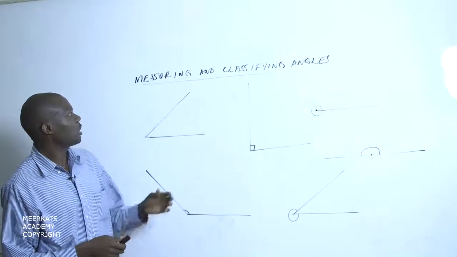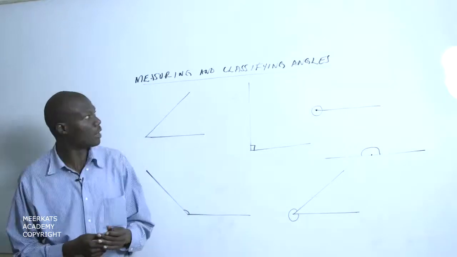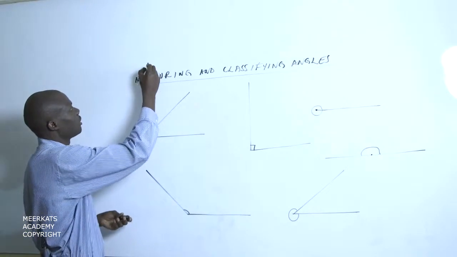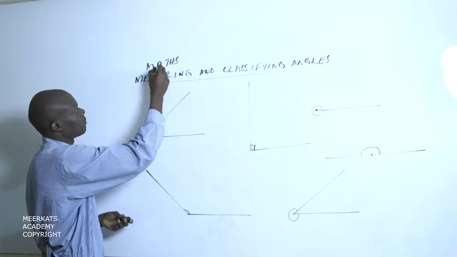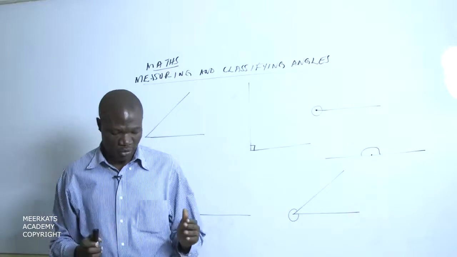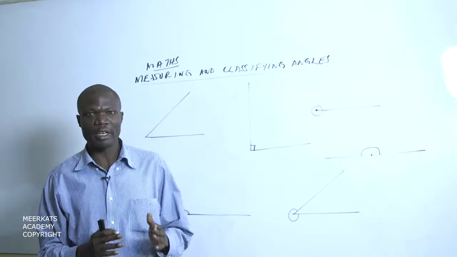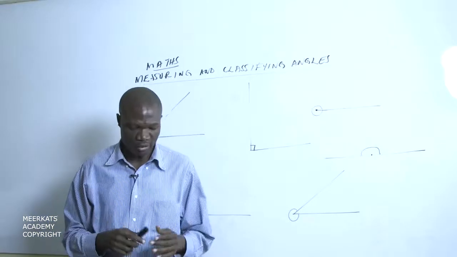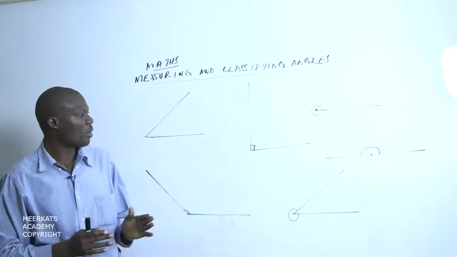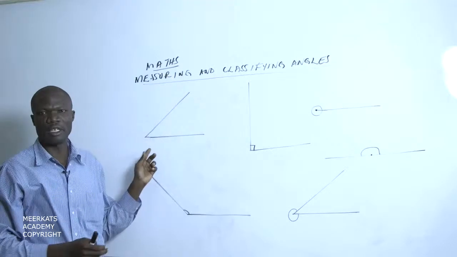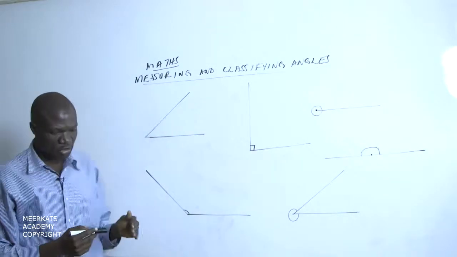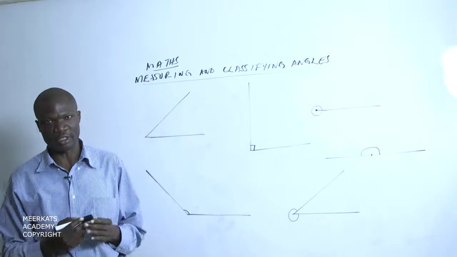Okay, in today's class, we are going to look at the topic measuring and classifying angles in mathematics. Earlier on, we saw that it is very easy to identify an angle, given that an angle is what is formed when we have two arms intersecting. So this time round, we want to classify these angles according to their sizes.